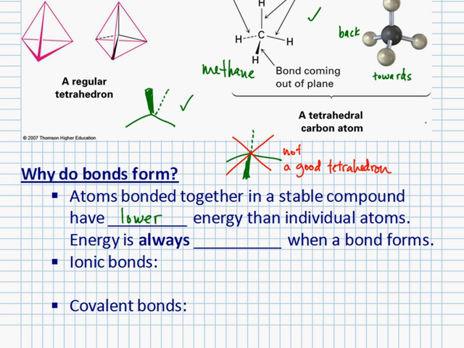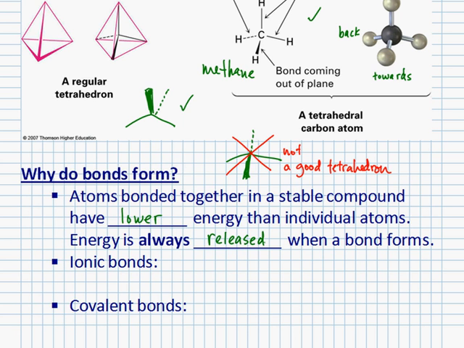So it turns out that energy is always what? Energy is always released when a bond forms. It's always going to be a favorable reaction like that, as energy will always be given off in order to form a bond. It comes from attractions of those electrons to the positive nuclei in each atom. So that's going to be a favorable interaction. Those electrons within the bond will actually be attracted to those nuclei from each of those atoms.